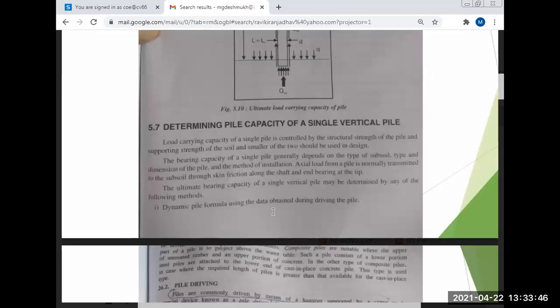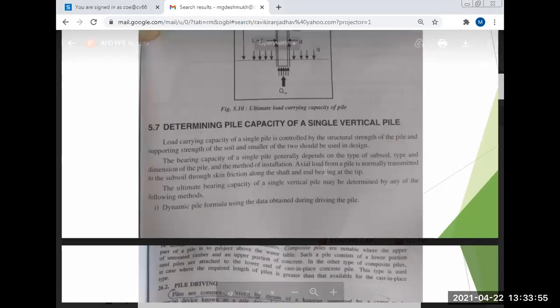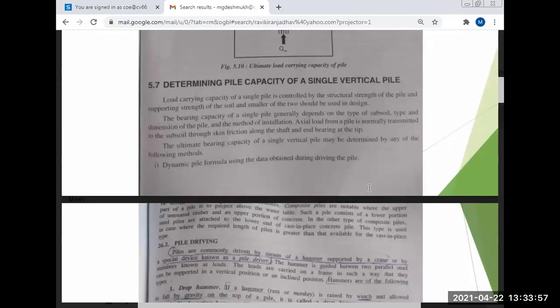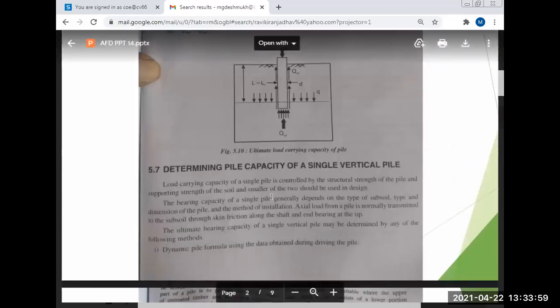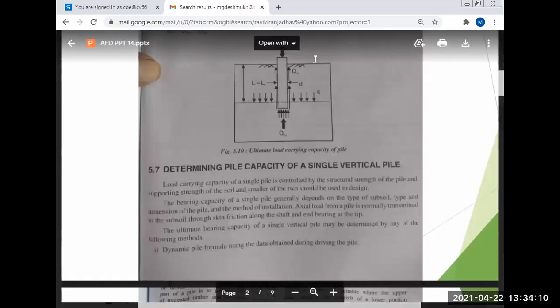What happens when piles are in a group, I will tell you afterwards. But now you should know the methods for when there is only one pile. We will study the group later. The group is also very important, and the difference between the two is also important. But we will study that later.